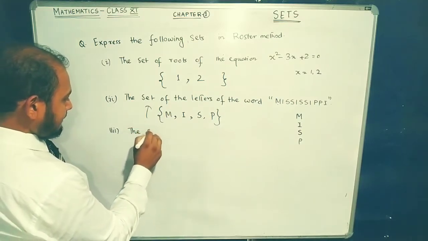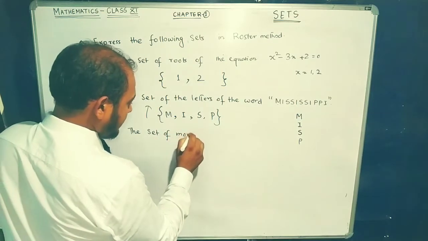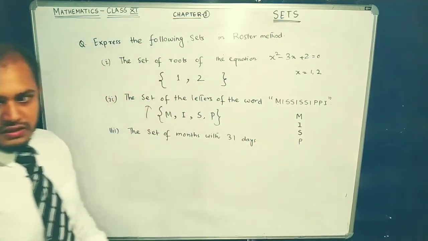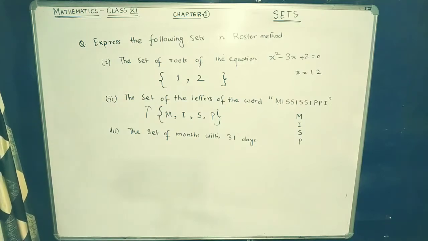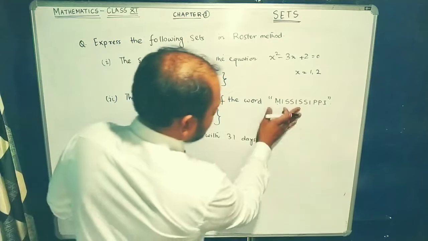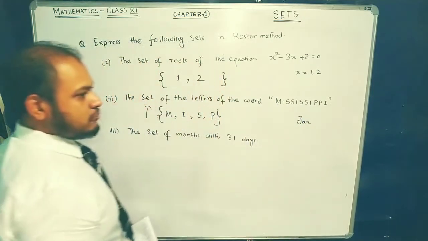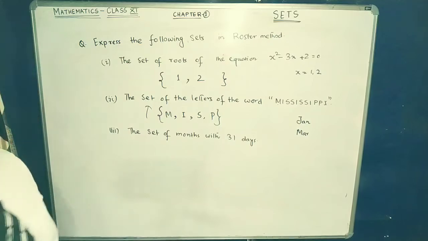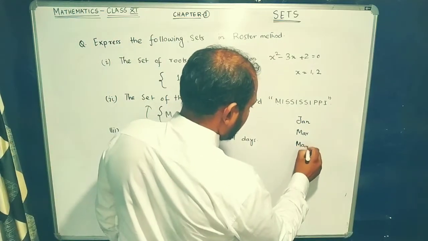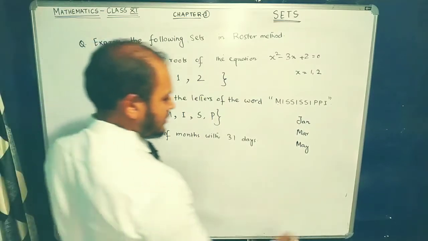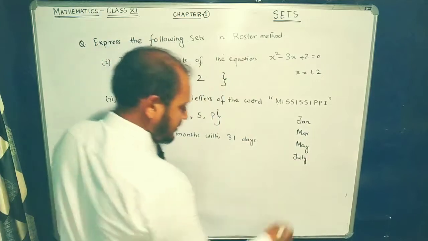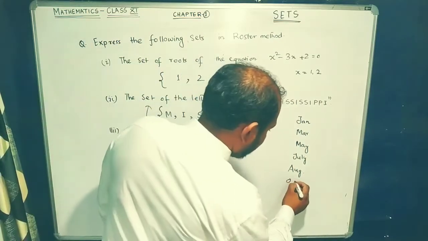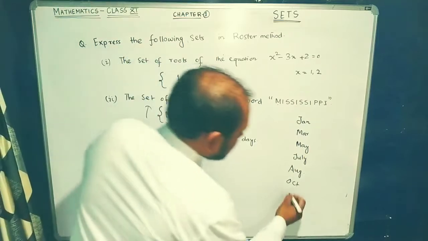The set of months with 31 days. This is another example. So try to find out how many months and which are the months that contain 31 days. The first would obviously be January. January has 31 days. Next February has 28 days. After February it's March. March has 31 days. Then April has 30 days. May has 31 days. June has 30 days. July has 31 days. August has 31 days. September has 30 days. October has 31 days. November has 30 days. December has 31 days.